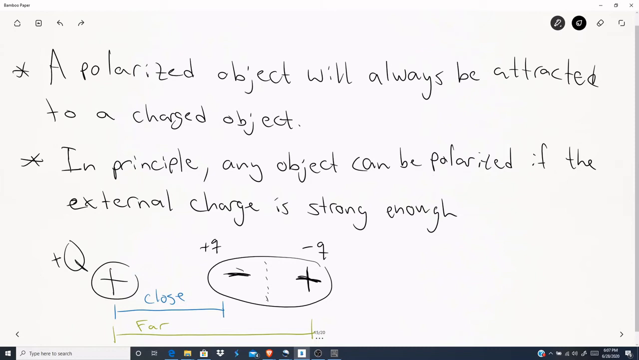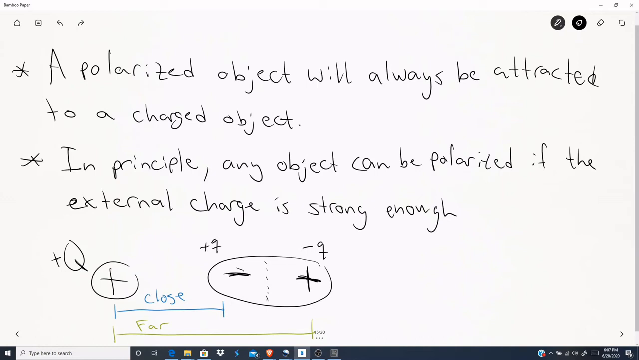In principle, any object can be polarized, even insulators. But the magnitude of that polarization is weaker the more the material inhibits the flow of charges. Obviously, the more charges can flow within a material, the greater the polarization will be when an external charge is present.